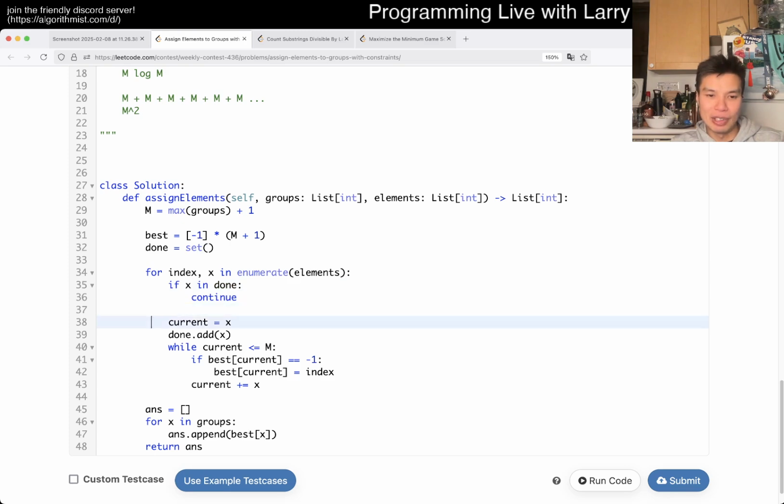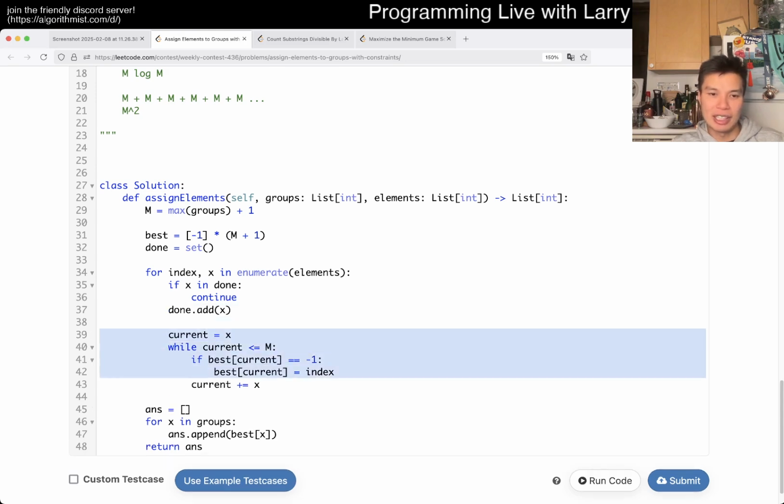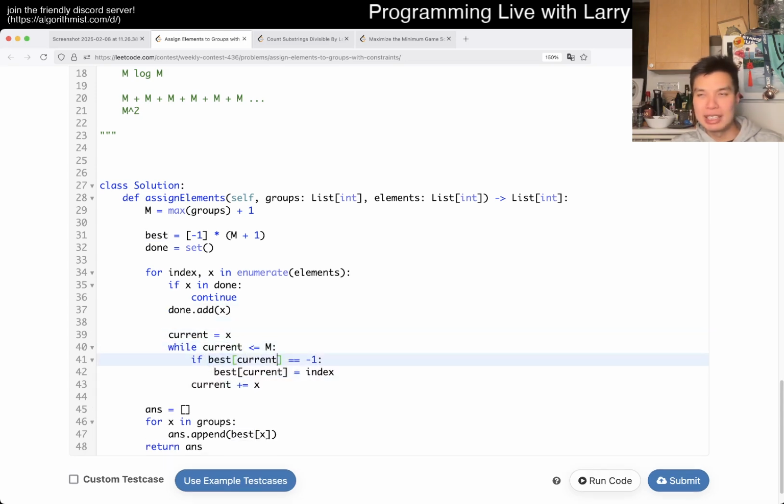And then this is the general sieve. You can maybe write this up here. And then best index is just the first time we see this number. If it's -1, it's the first time, so we set it to the index that we want to look at. And this is a regular sieve-of-Eratosthenes-style problem. So for every number, we just set it to that. And then at the end, for each number in groups, we just give it the best index for that number.